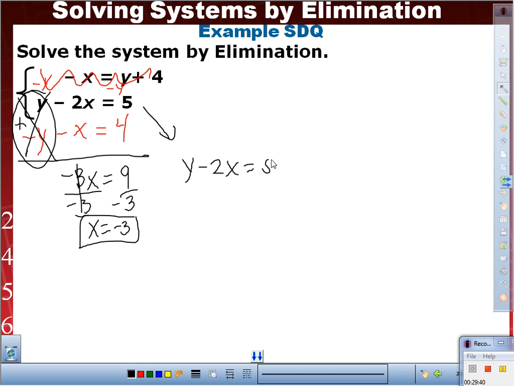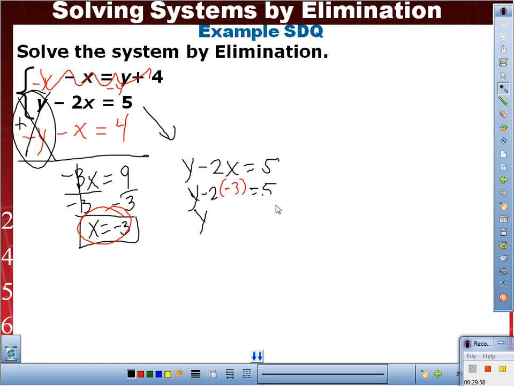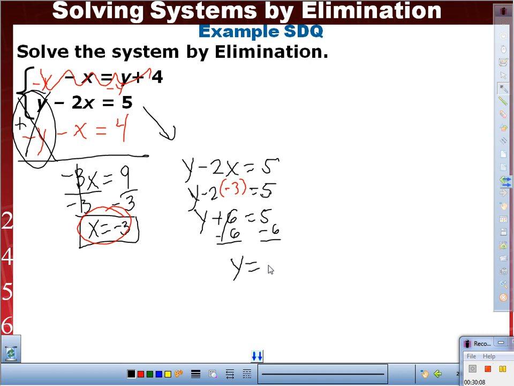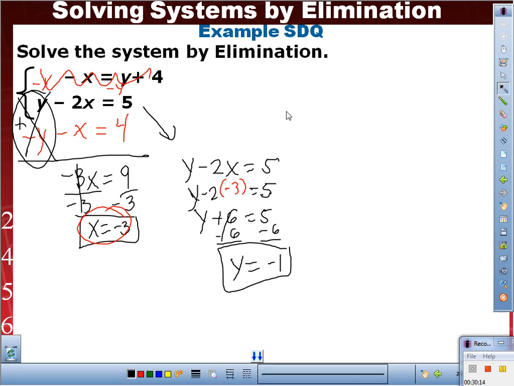Y minus 2x equals 5. But instead of x, I'm going to use negative 3. Y minus 2 times negative 3 equals 5. What is negative 2 times negative 3? Positive 6 equals 5. And subtract 6 from each side. Therefore, y equals negative 1. Therefore, my solution to this system is negative 3, negative 1.